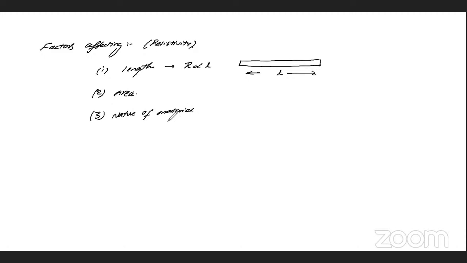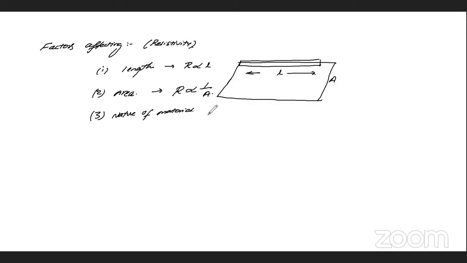Okay, now the same thing for the area. Suppose the area of the conductor increases, I have spread it wide, then the resistance value will decrease. So both are inversely proportional. So R is directly proportional to 1 by A.